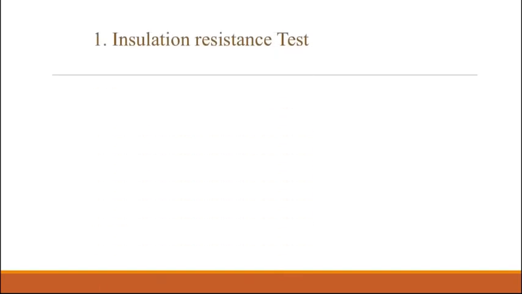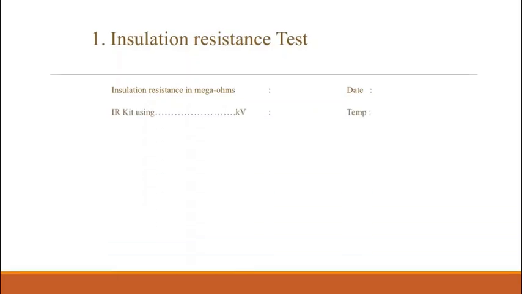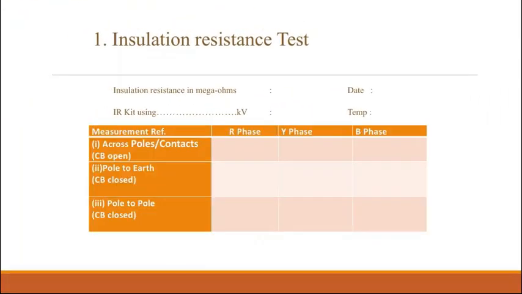The first one is the insulation resistance test. If we consider any electrical equipment, the insulation resistance offered by the equipment is most important. That is nothing but that there should not be any short circuit between the live part and the grounded part, that is, phase to earth. There should not be any short. And also, if there are three phases in the same equipment, there should not be a short between phase to phase.